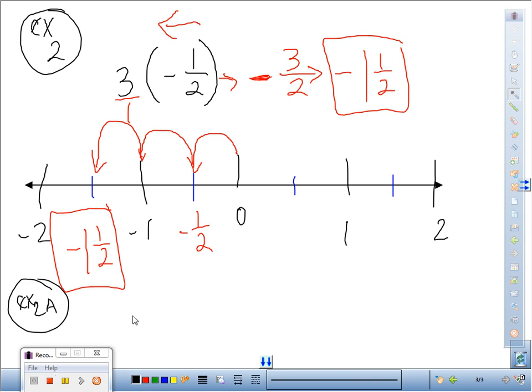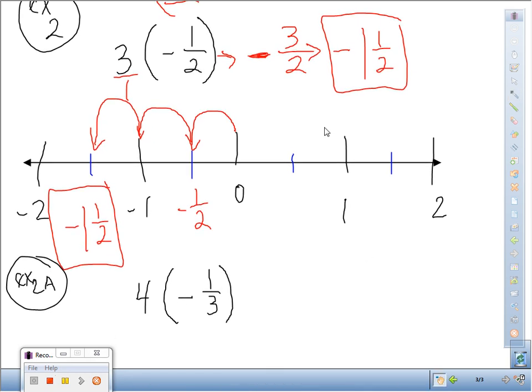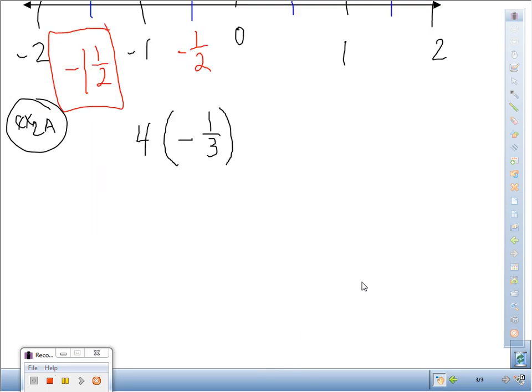Copy this down, please. We got 4 times negative 1/3. Do that one by yourself using the number line. I'm going to leave the other one up here as an example so you can follow. Go. Okay, here goes the process. Draw your number line.